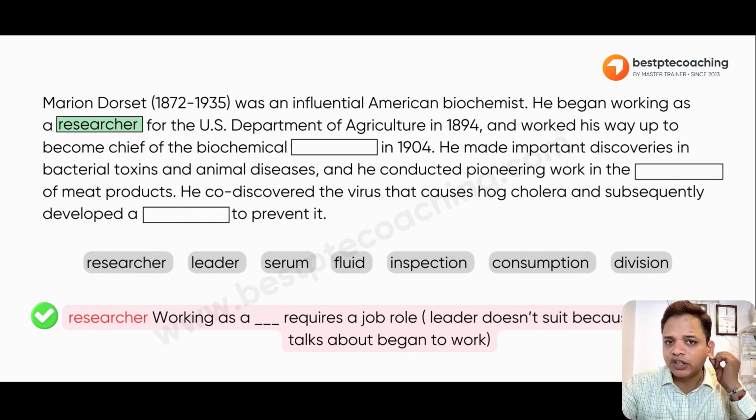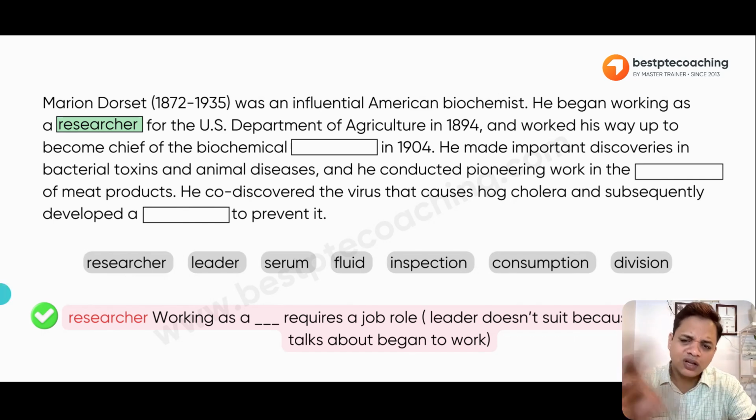Every time, Pearson PTE will not give you one type of noun. It will give you a combination, right? So it says, "working as a." After "a," definitely it is going to be singular. This is the grammar cue. So every time you don't have all singular pieces like this, there will be a mix, so it's going to be useful.